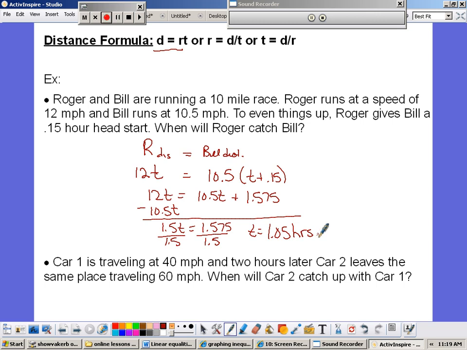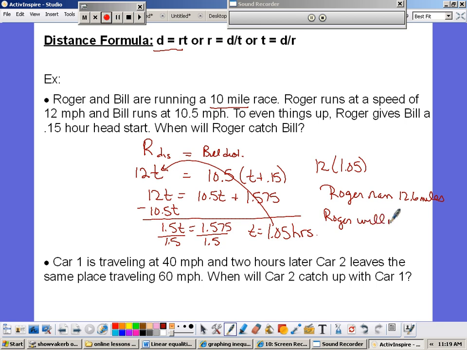Now, if I put 1.05 hours back in and do 12 times 1.05 hours, that means Roger ran 12.6 miles. We only have a 10-mile race, so Roger will never catch Bill in this race, because it's going to take him 12.6 miles.